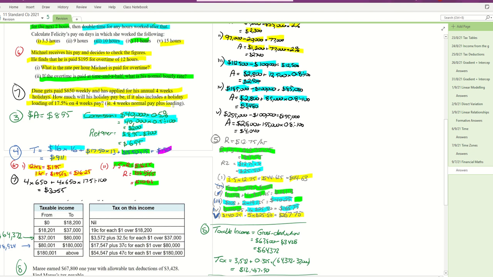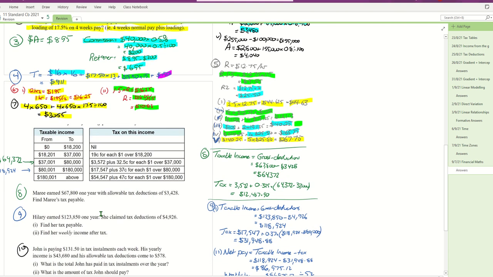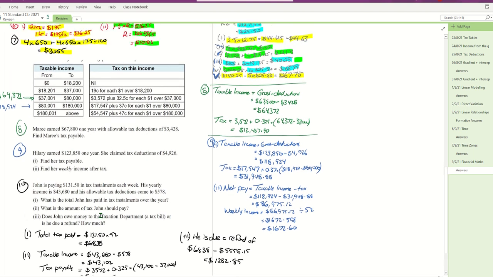That is 4 weeks normal pay plus loading. So let's do that simply by putting 4 weeks times his normal pay, which is $650. He's getting paid that, and on top of that, he's going to get paid this 17.5% loading on it. So 4 times 650 times 17.5%, which is times 17.5 divided by 100. Throw it all in your calculator and it will come out at $3,055.